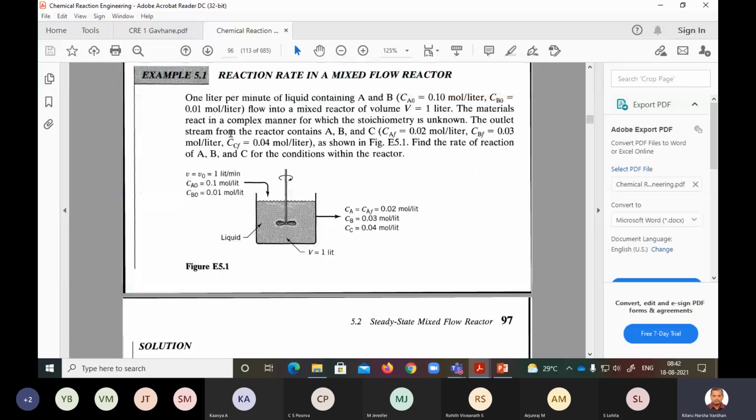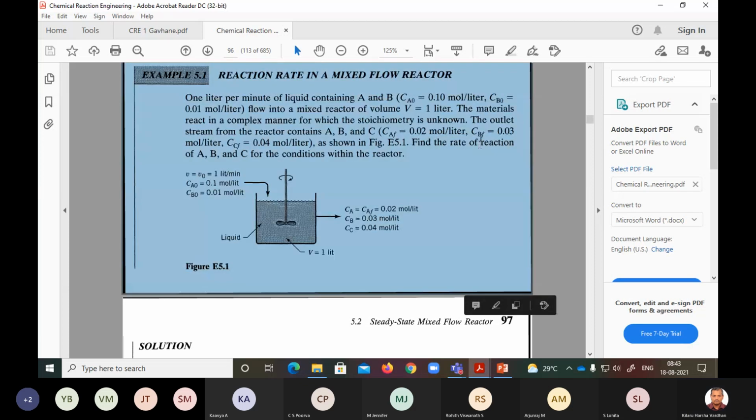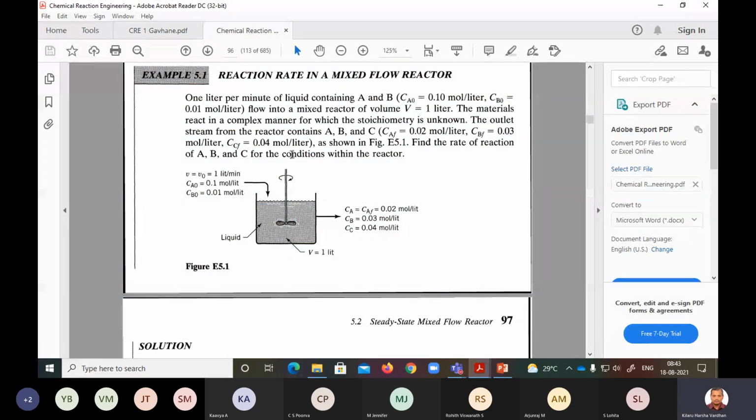Yeah, the outlet stream from the reactor contains A, B, and C. So C is the product, right? C is the product. A and B are the reactants, and the outlet contains A, B, and C. That means some unreacted A, some unreacted B, and the product C. The concentration CAF is 0.02. CBF and CCF concentrations are also given, as shown in this reactor. Find the rate of reactions of A, B, C for the conditions within the reactor.